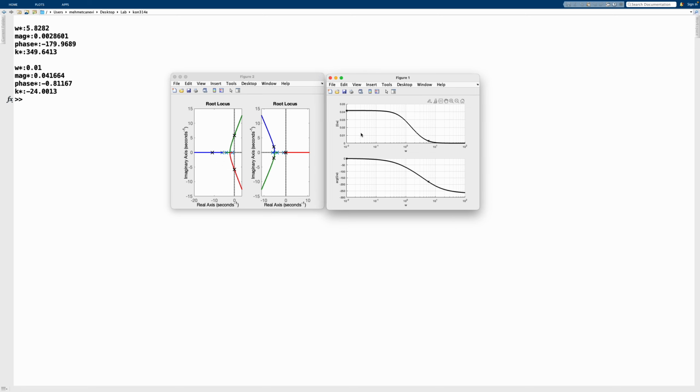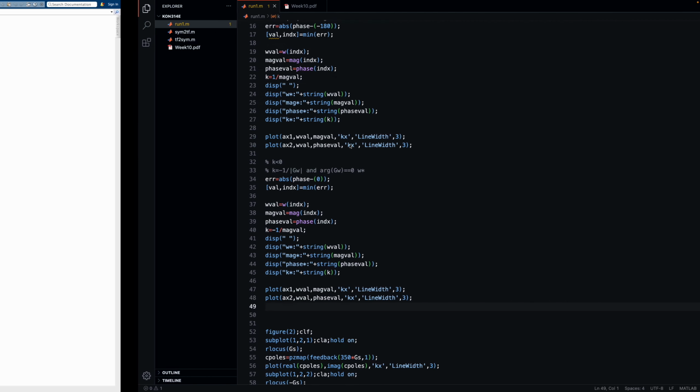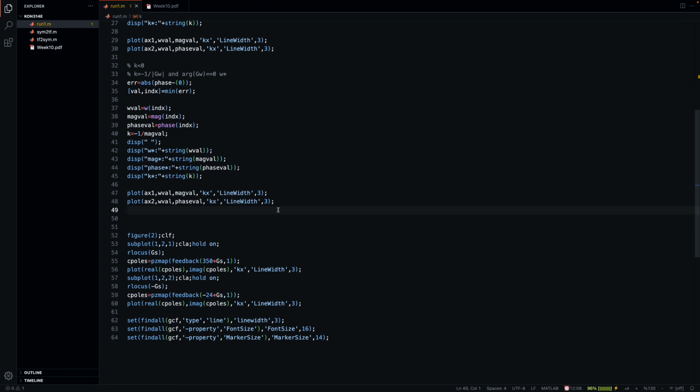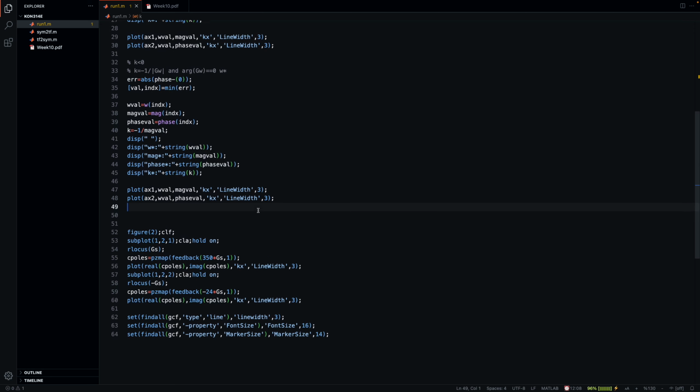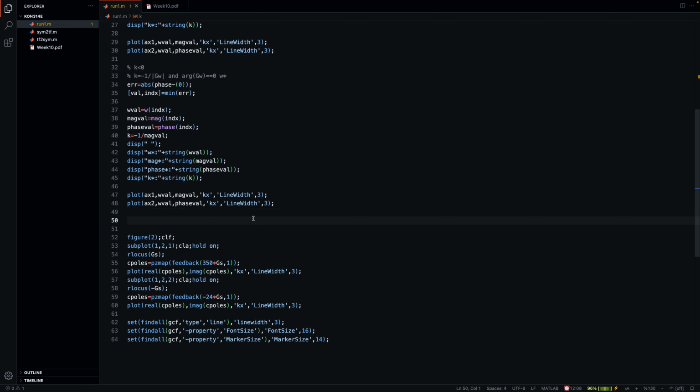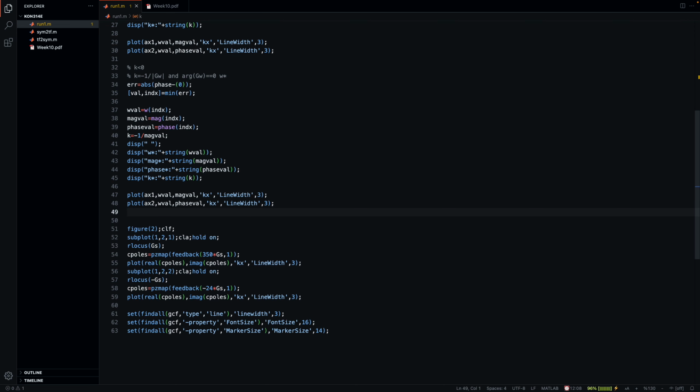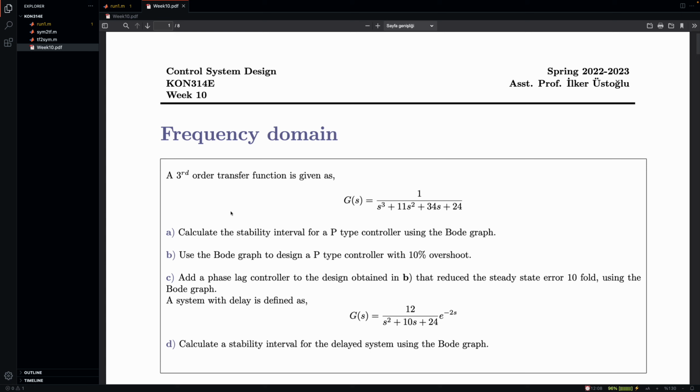Now, this is basically how we treat stability. And as you can see, the algorithm in finding out what the frequency is, is basically standard. And we will always look for the phase angle -180 degrees and 0 to conclude the stability bounds on the positive and negative root locus respectively. So let's move on. We have checked the stability of a system. What about designing a P-type controller for 10% overshoot?